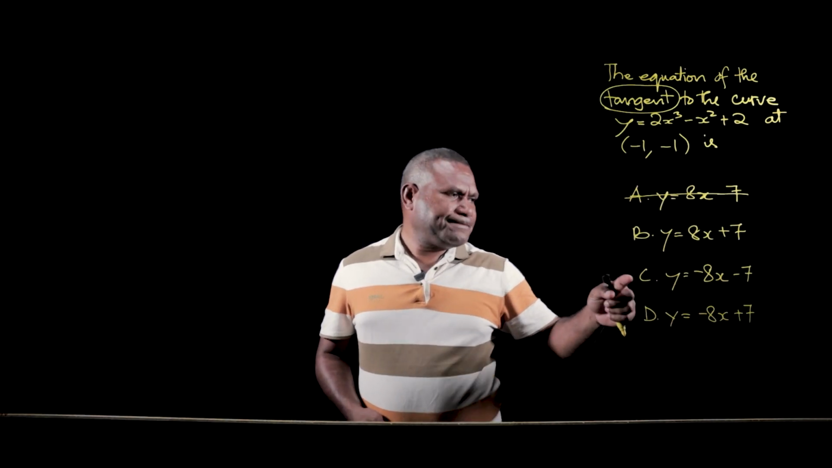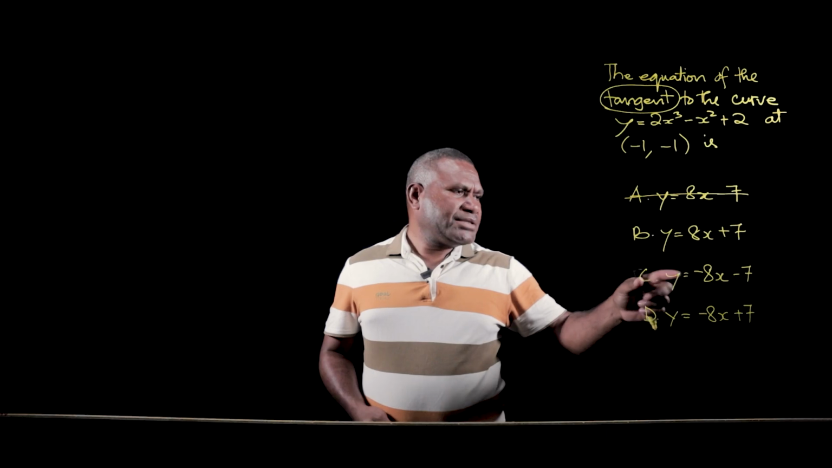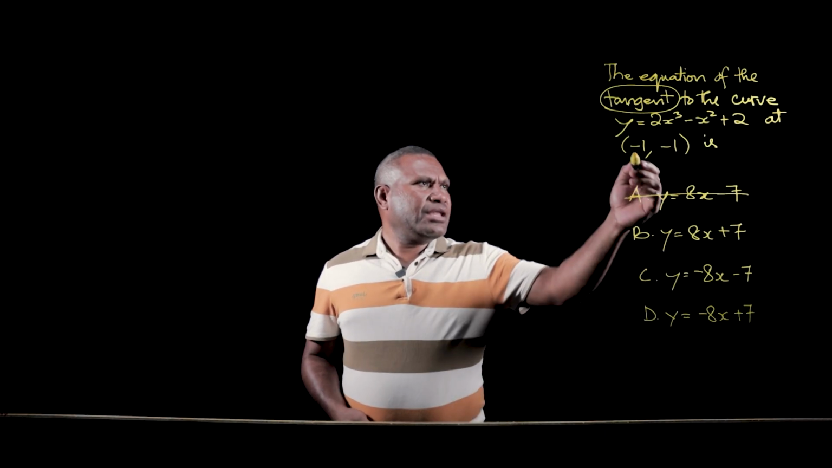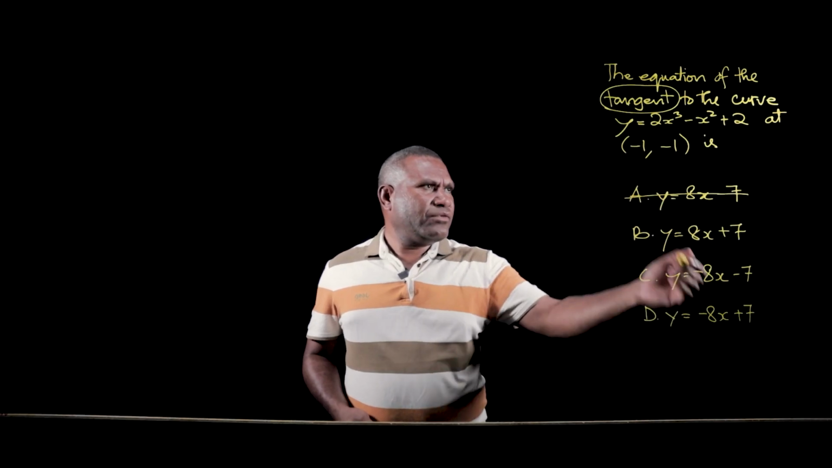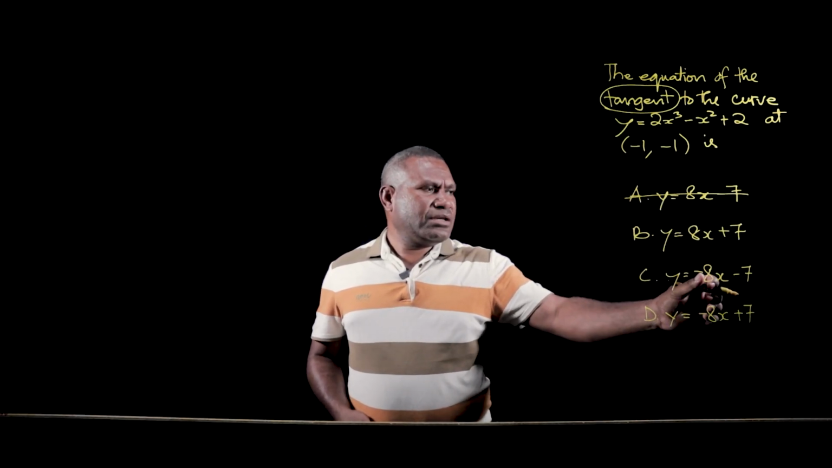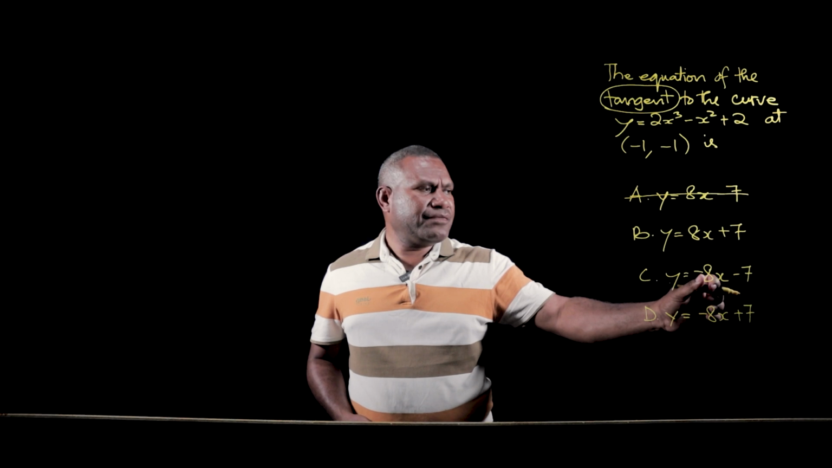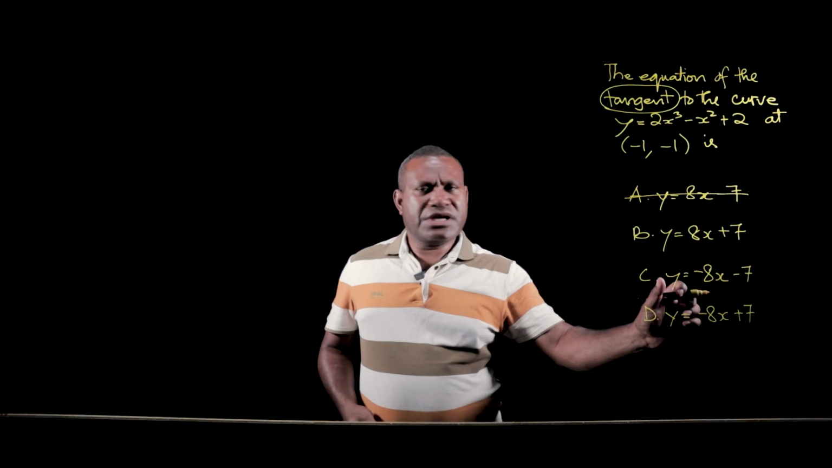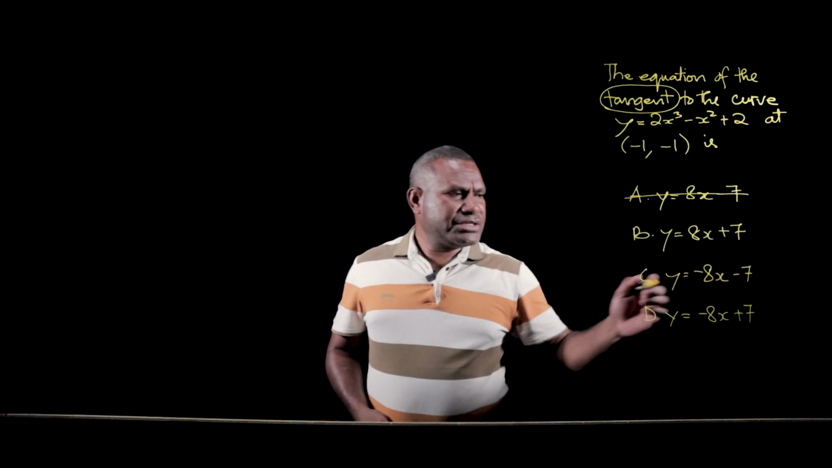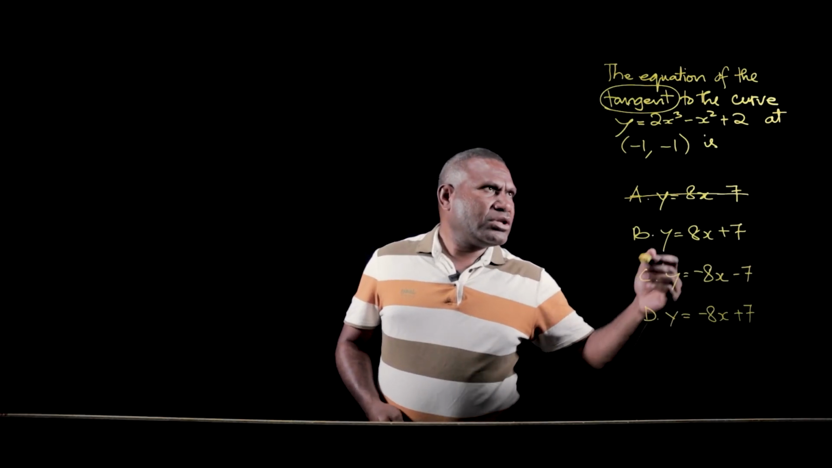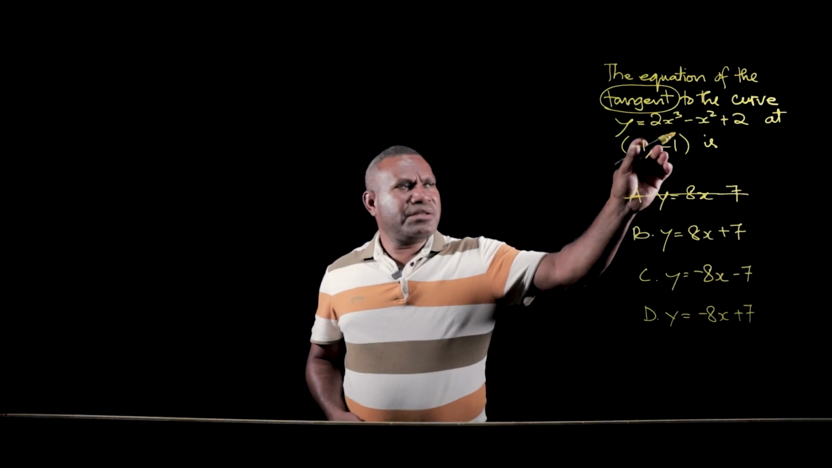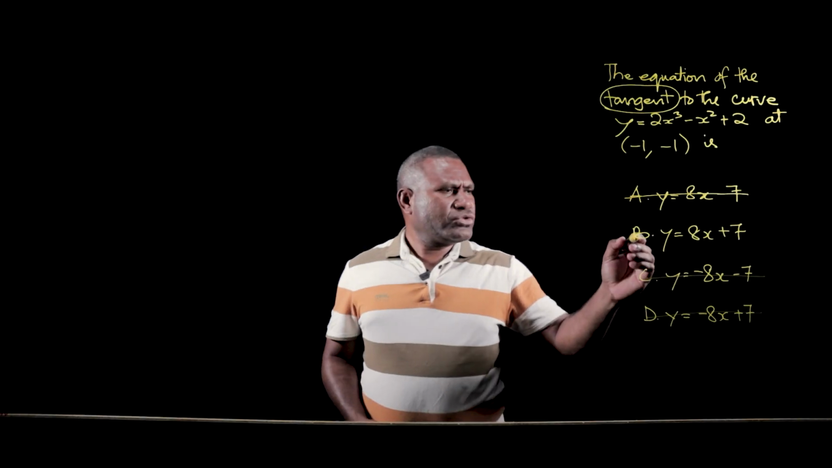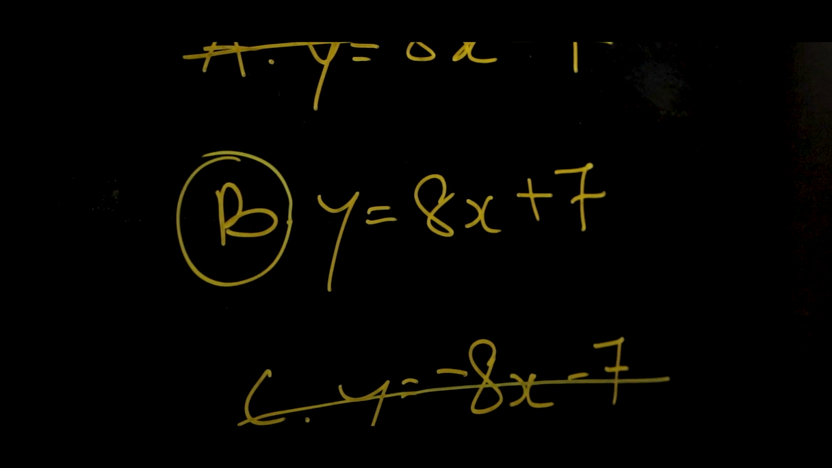Okay, we try this one, C. If you substitute -1 for x here, -1 times -8 gives us +8. +8 take away 7 is 1. And on this side, we have -1. This equation is not balanced, so it does not satisfy the point, and this one is cancelled out. So the most correct answer that we have is this one.